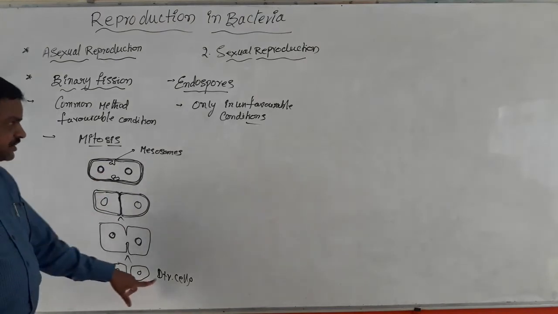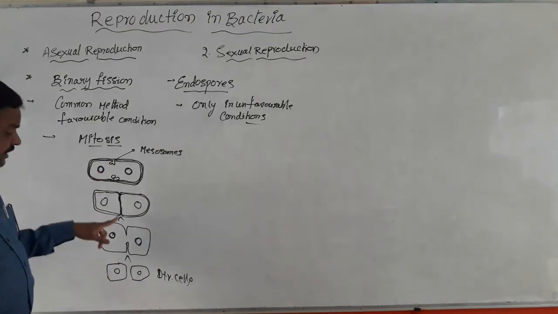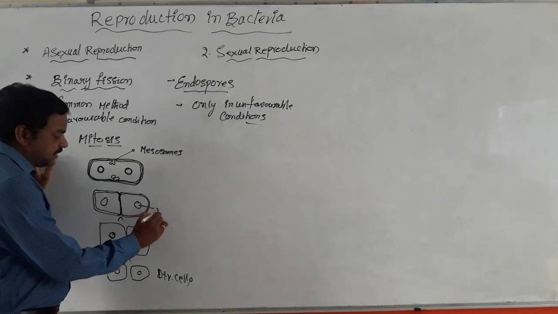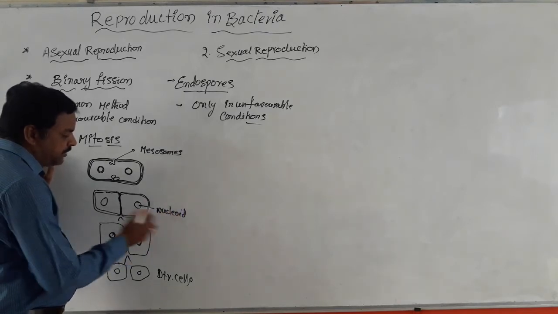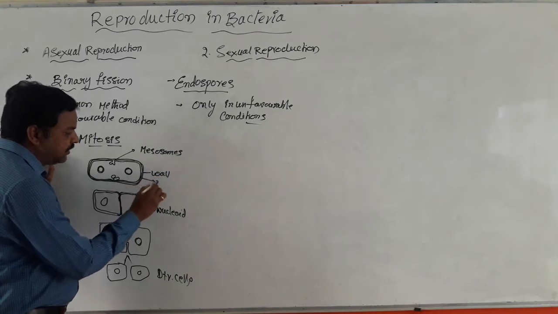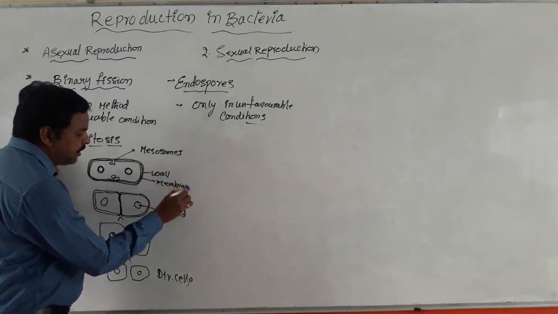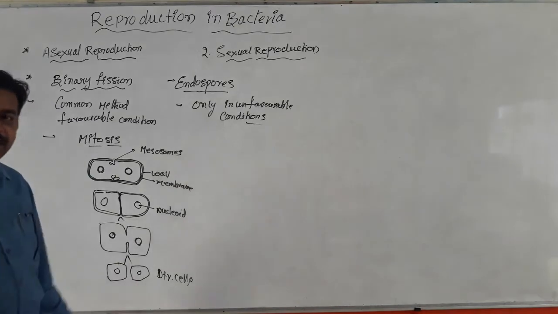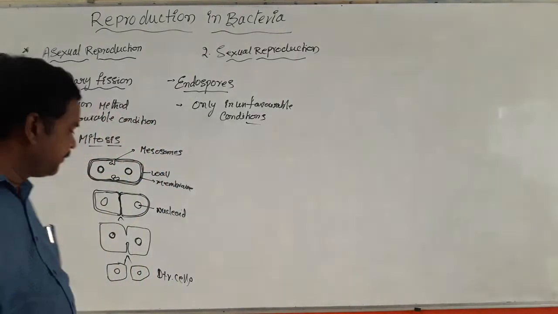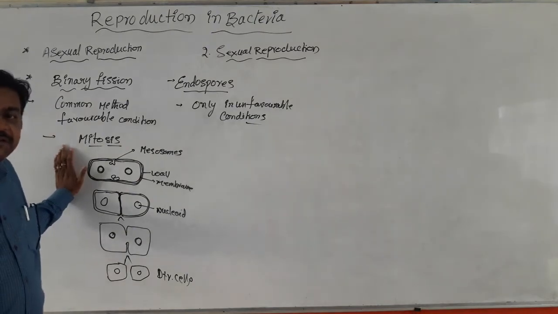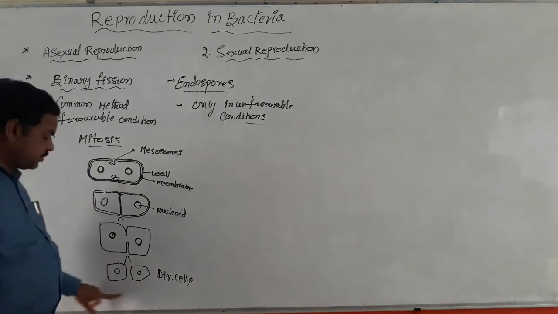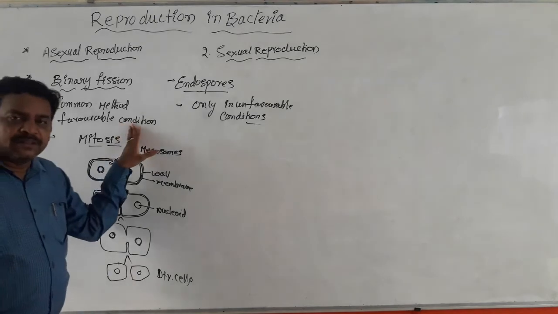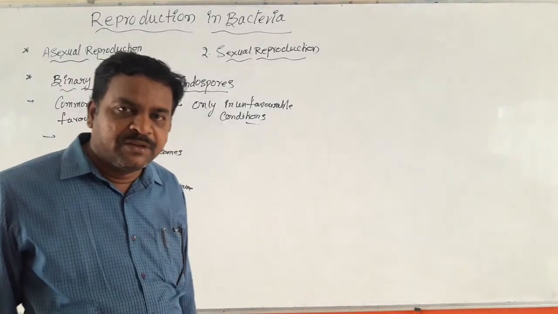One parental cell divides into two daughter cells. This is nothing but mitosis. This is a nucleoid, this is the wall, this is the membrane, and this is a mesosome. Ultimately, one parental cell divides into two daughter cells. In this way, every parental cell divides into two daughter cells, which are exactly similar to the parental cell. So, this is the common type of asexual reproduction that takes place in favorable conditions.